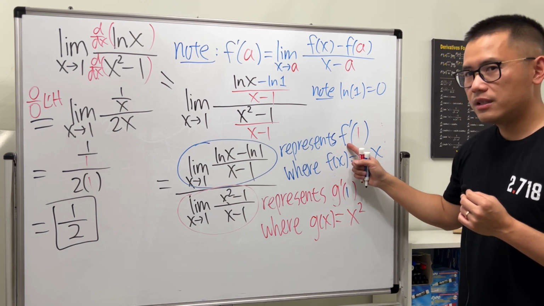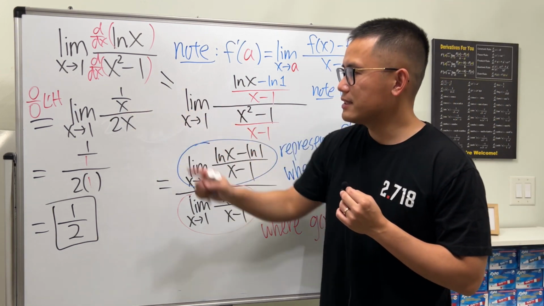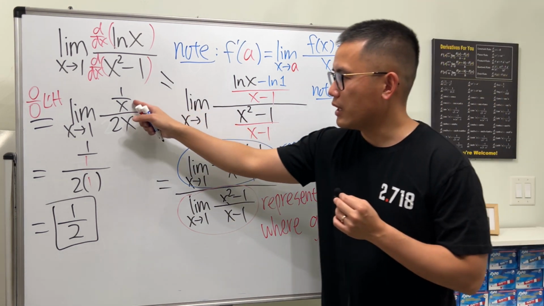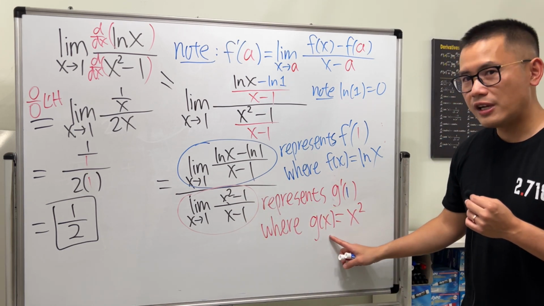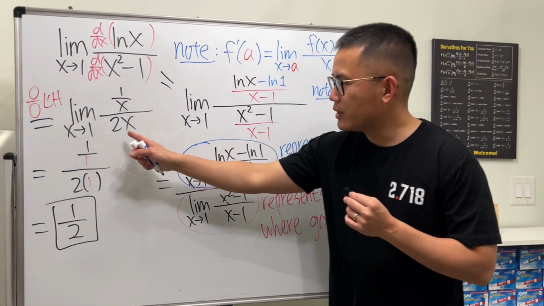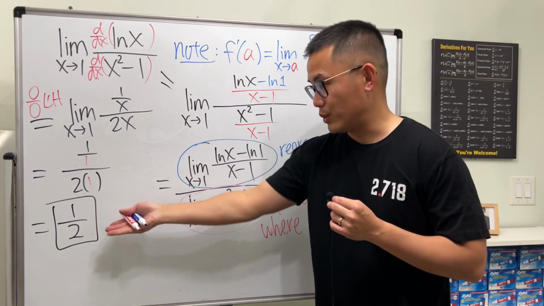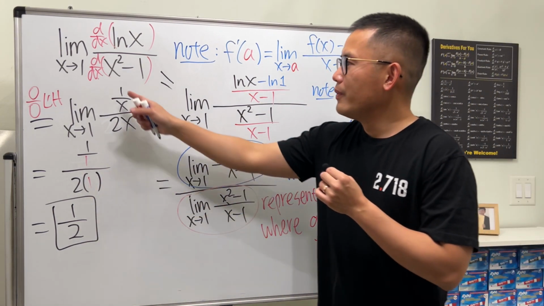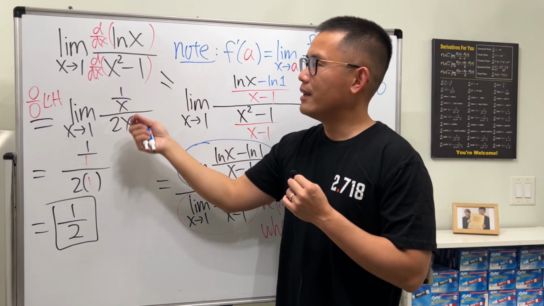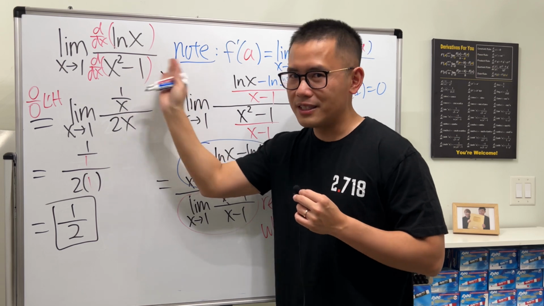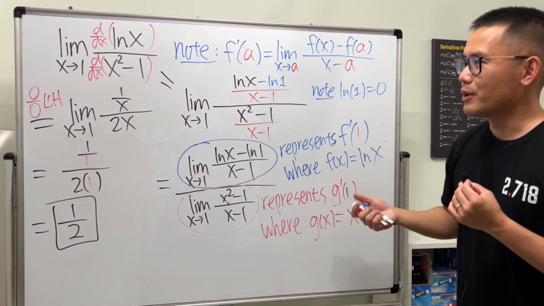So of course, to get this, we will have to take the derivative of ln x, which is 1 over x, and then we put a 1 into the x. On the bottom, well, we have to differentiate x squared, and that's how we get the 2x, and then plug in 1, so we have the 2 on the bottom, and we get the 1 over 2. And I know, right here, technically we are differentiating x squared minus 1, but this is just a number, doesn't matter. So as you can see, this right here is how L'Hopital's rule works.